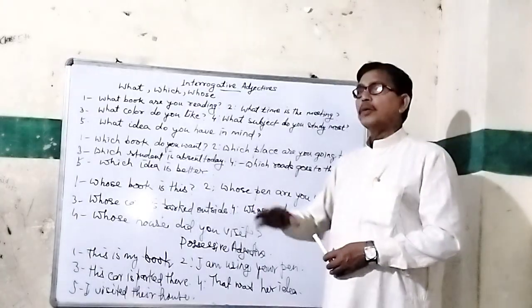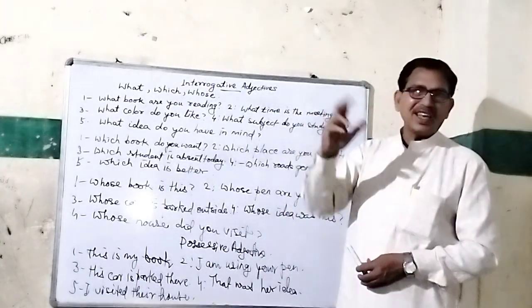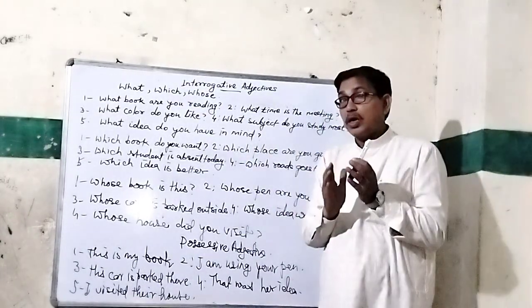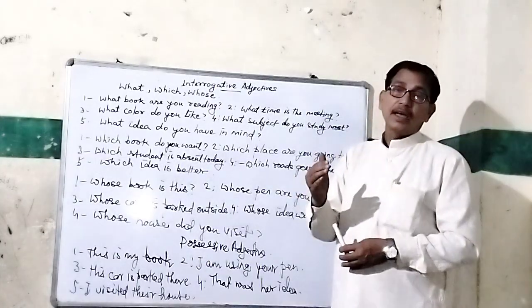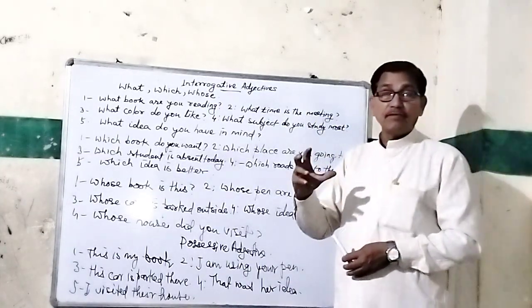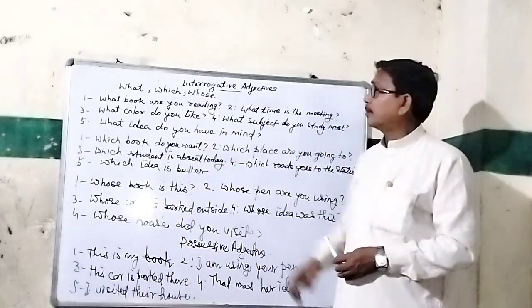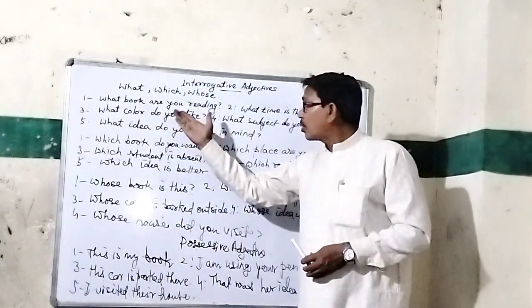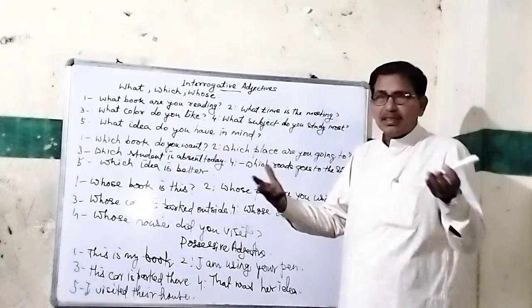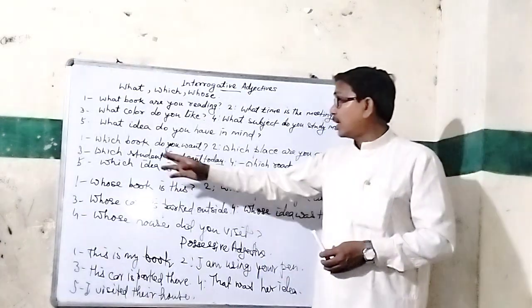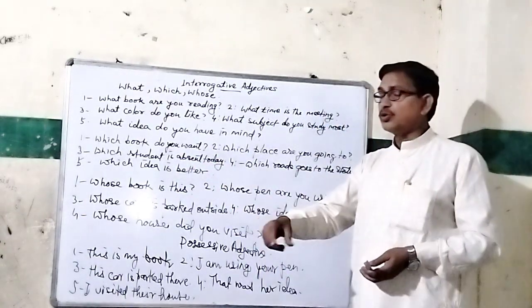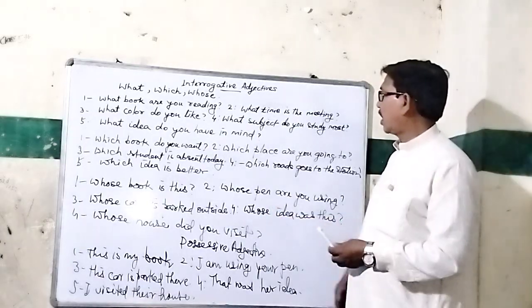What is mainly used for things also, but here I am talking about how to use what as an interrogative adjective when it talks about selection. So what book are you reading? It means there is a lot of choice. And which book do you want? Few choices, there are few, 2, 3, 5 like this.